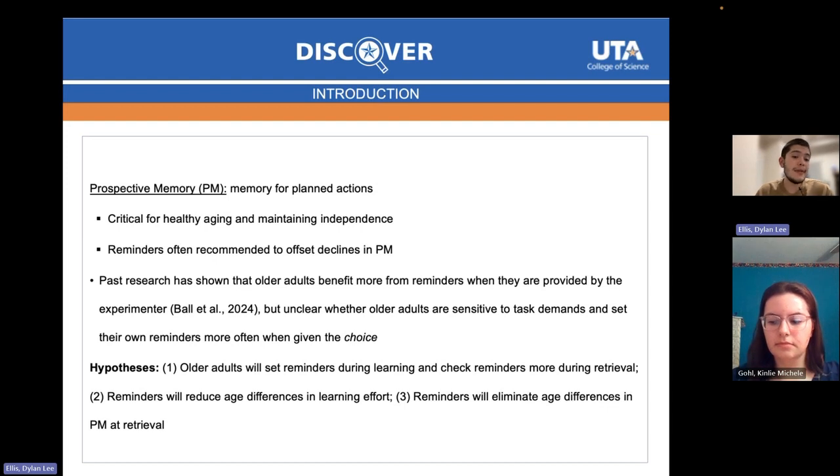So we have a couple of hypotheses. One, we believe that older adults will set reminders during learning and check them a lot more at retrieval to offset this difference with younger adults. Two, we expect reminders to reduce age differences in learning effort because the words will be presented on the screen. And three, reminders will eliminate age differences in prospective memory at retrieval.